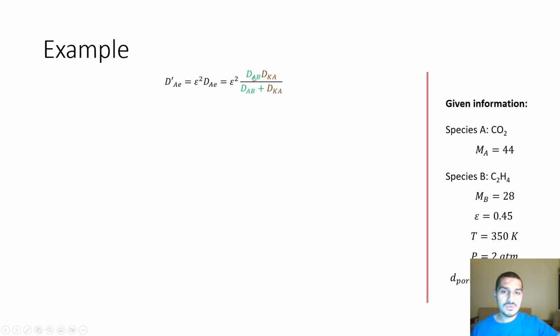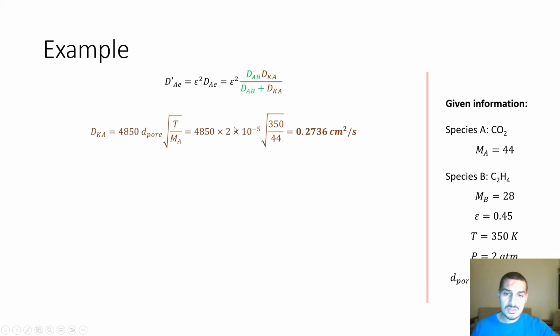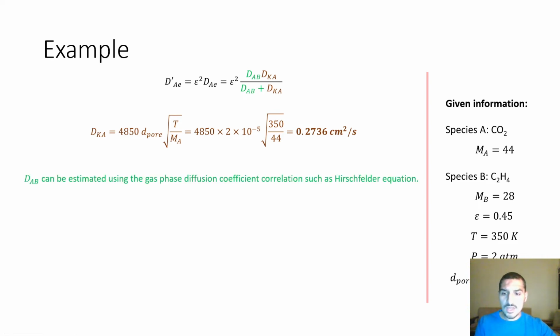So what I'm going to do is calculate the molecular diffusivity and the Knudsen diffusivity. Knudsen diffusivity is going to be very simple. I know the pore diameter, I know the temperature, I know the molecular weight. I put the pore diameter here in centimeters, so that this is centimeter squared per second. So I know the Knudsen diffusion. And I can estimate the DAB, which is the molecular diffusion, using Hirschfelder's equation.